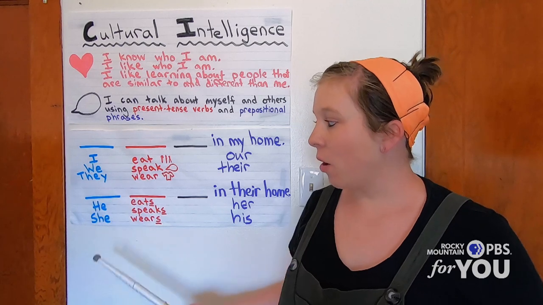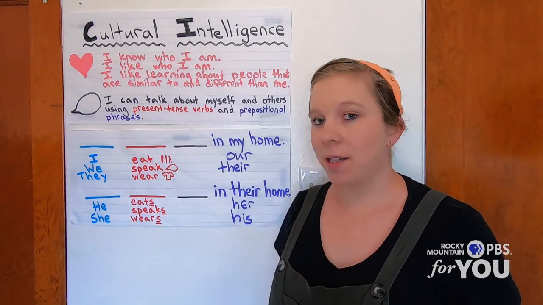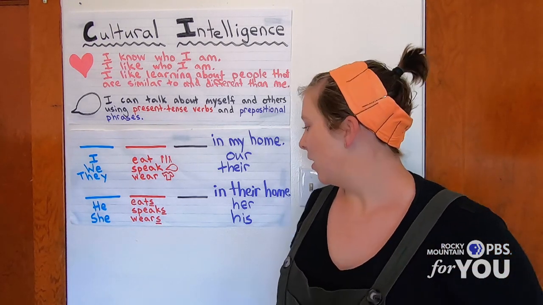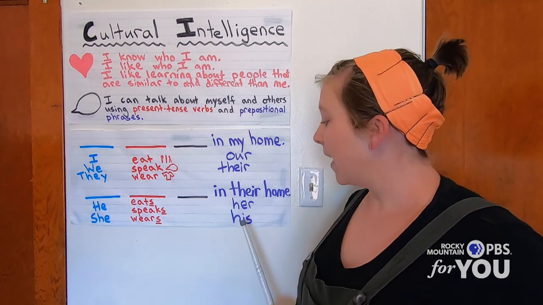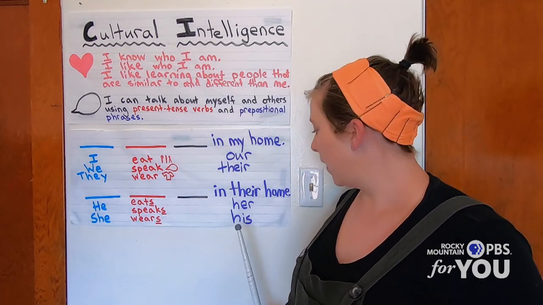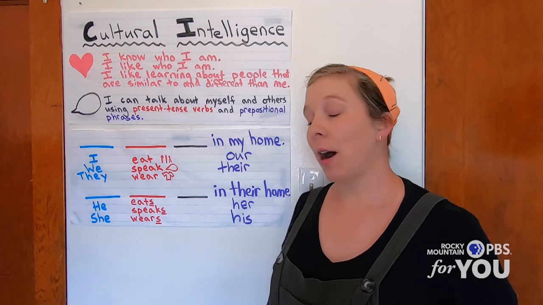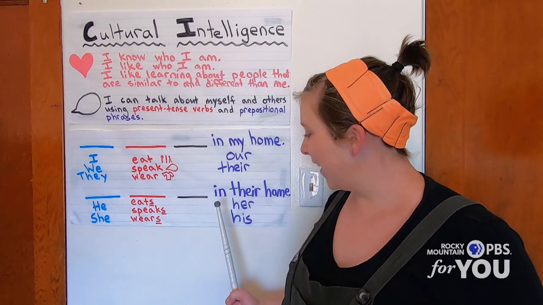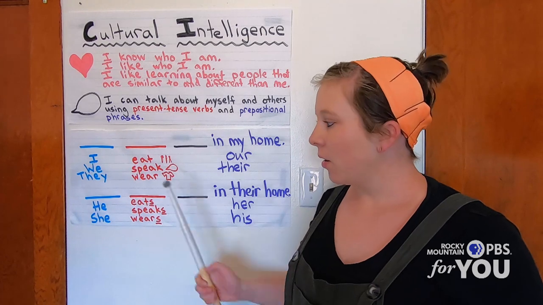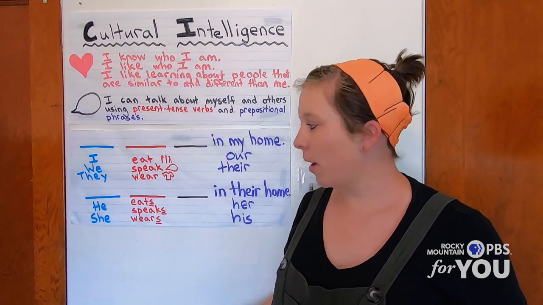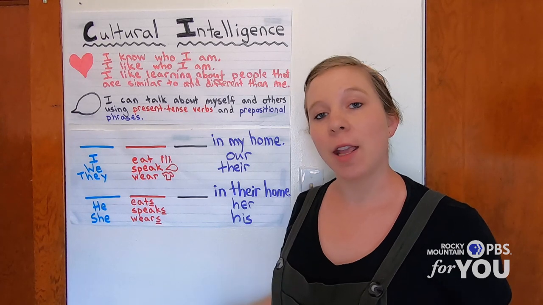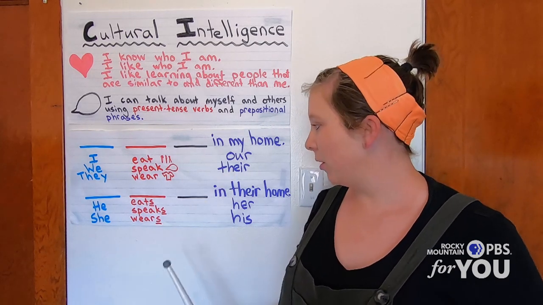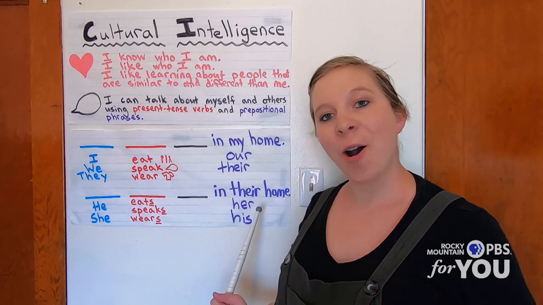Same for if I'm talking about one person. We use he when we talk about one boy, or one man, or one male. So we could say in his home. If we're talking about a she, we could say in her home. Sometimes we might not know whether to use he or she for a person, and that's okay, you can just ask. I also like to use their because it works for all people. You could always say in their home.